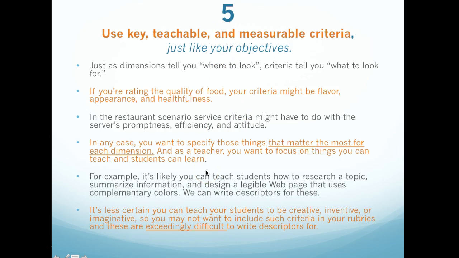I will say this last bullet is less certain. You can teach your students to be creative, inventive, or imaginative, but you may not want to include such criteria in your rubric. These are exceedingly difficult to write descriptors for. If you write the word imaginative, then you need to be able to describe exactly what imaginative looks like, and it's very hard to describe what imaginative looks like. So how else are you going to judge the student's performance? Same with inventive, same with creative. Just like your objectives, they need to be measurable and time bound. You need to be able to observe certain criteria of those elements.